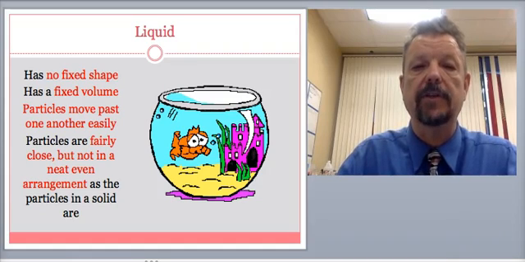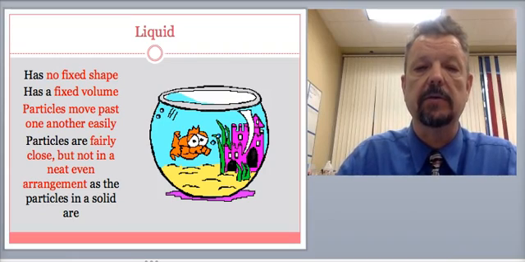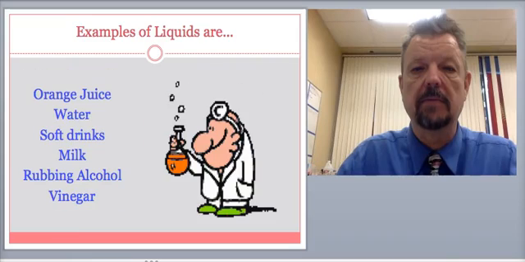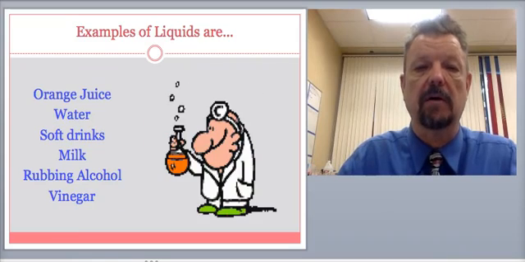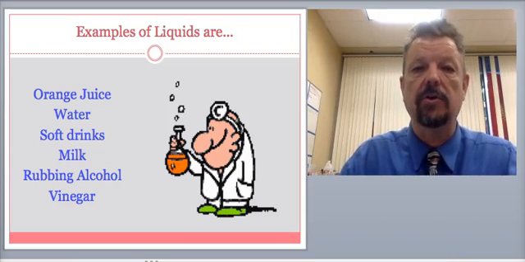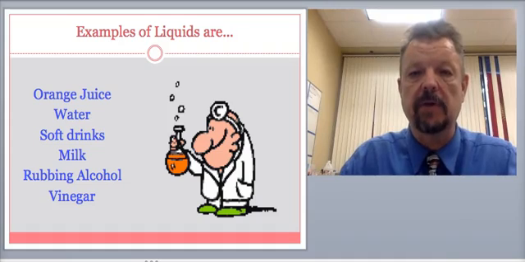Liquid has no fixed shape. It has a fixed volume. The particles move past one another easily, and they're fairly close, but not in a neat, even arrangement. Examples of liquids are orange juice, water, soft drinks, milk, rubbing alcohol, and vinegar. Again, you can come up with your own examples of liquids if that's easier for you to remember.